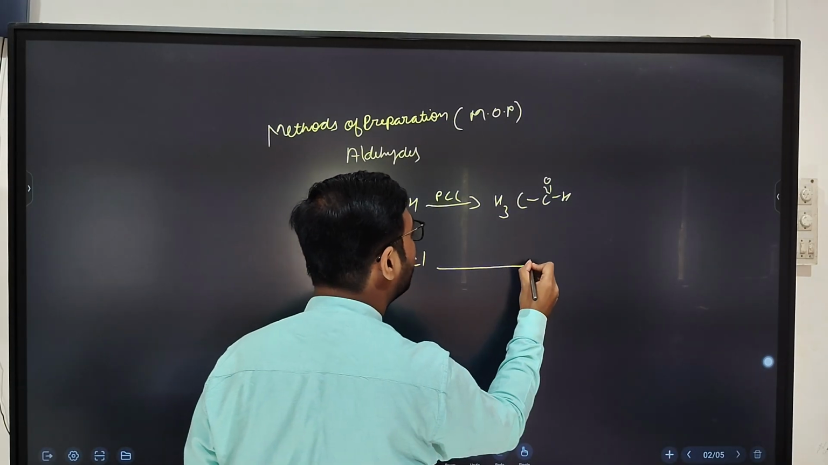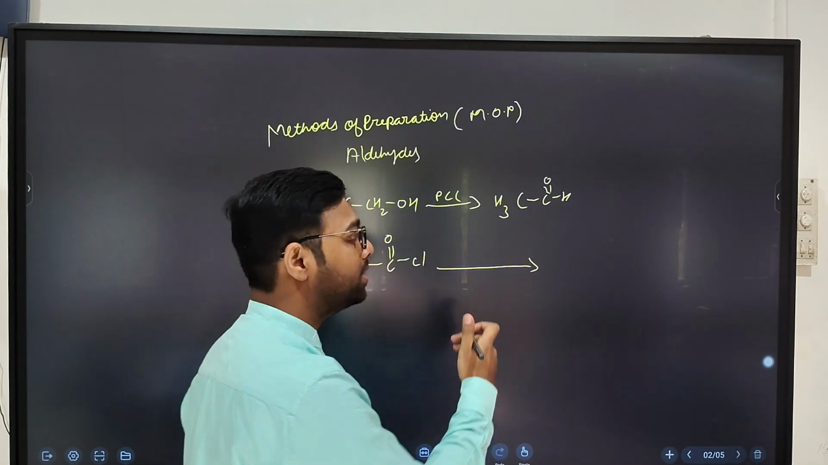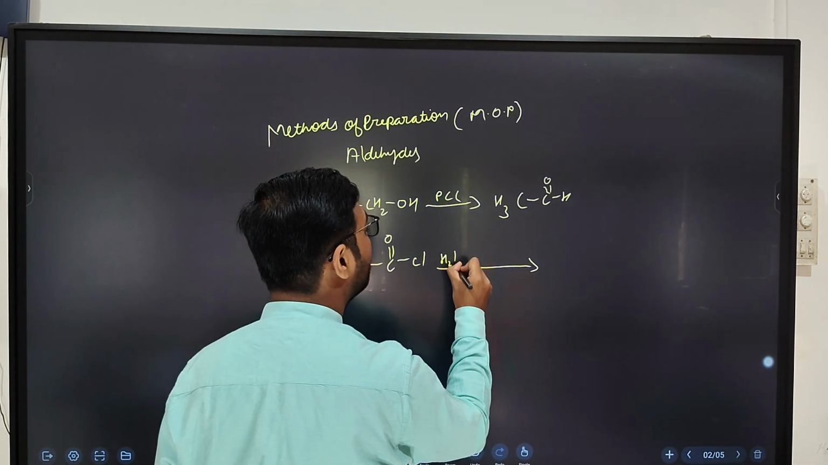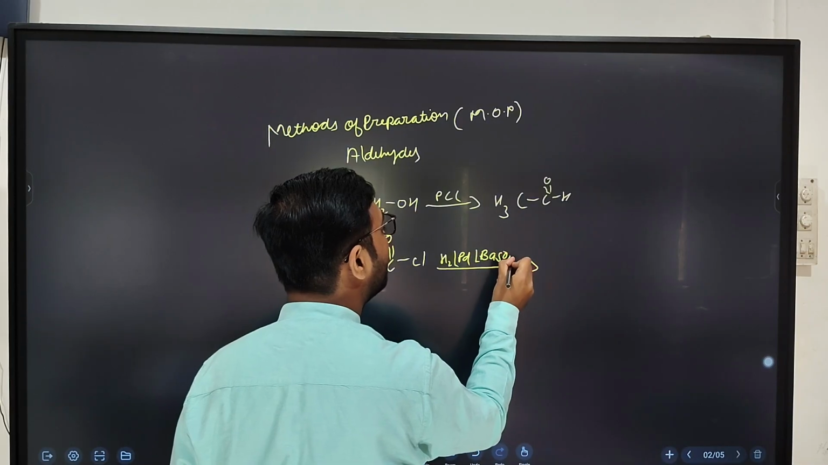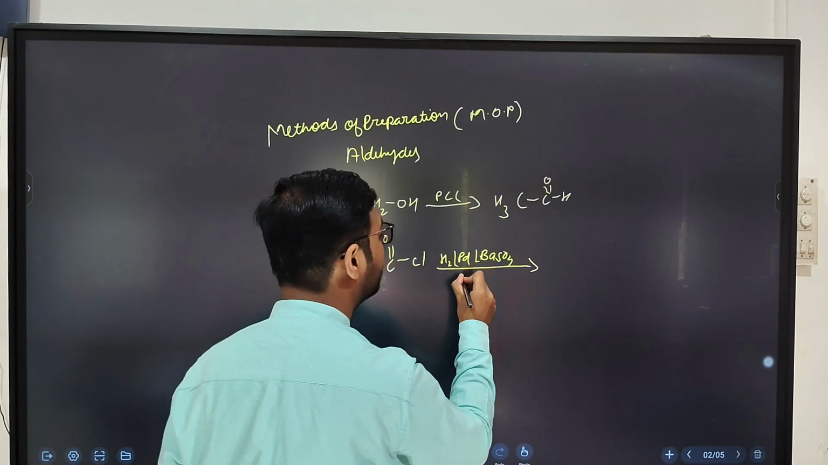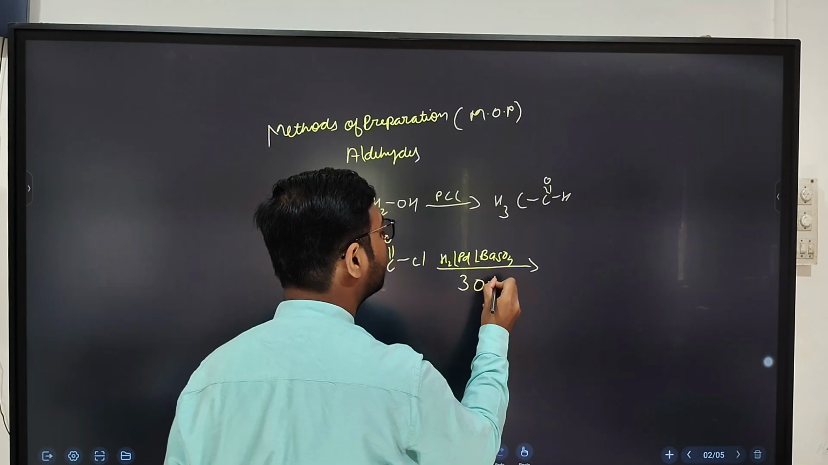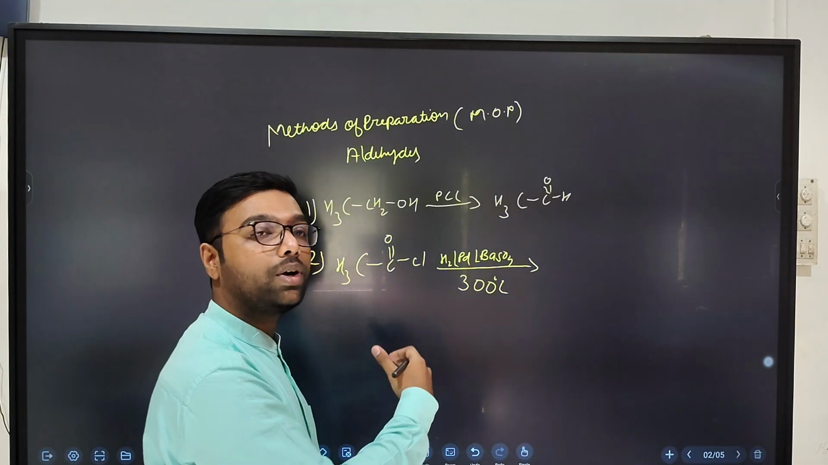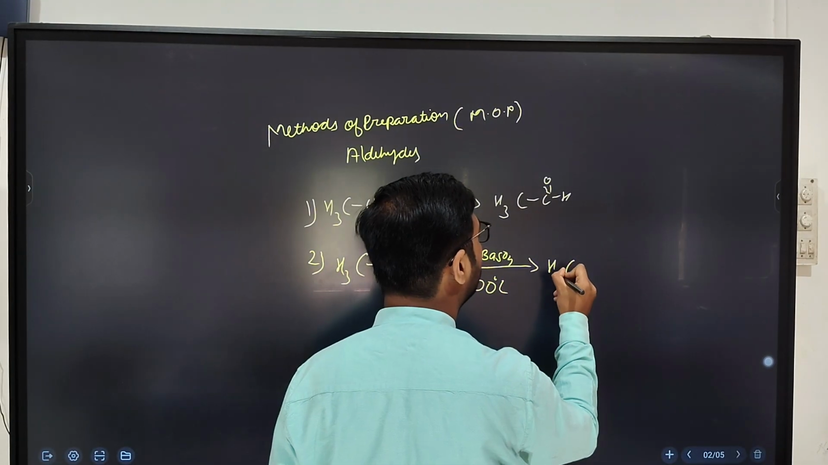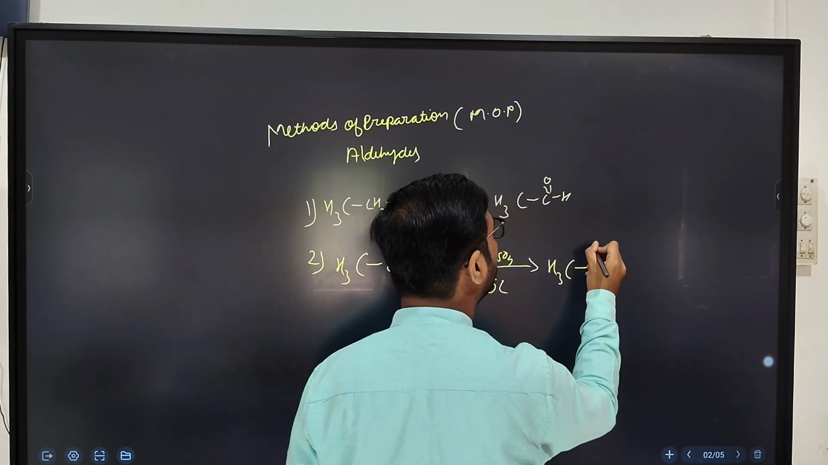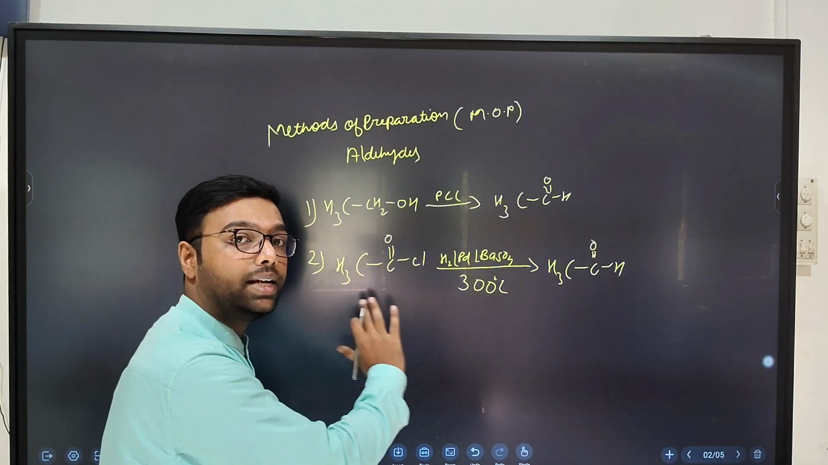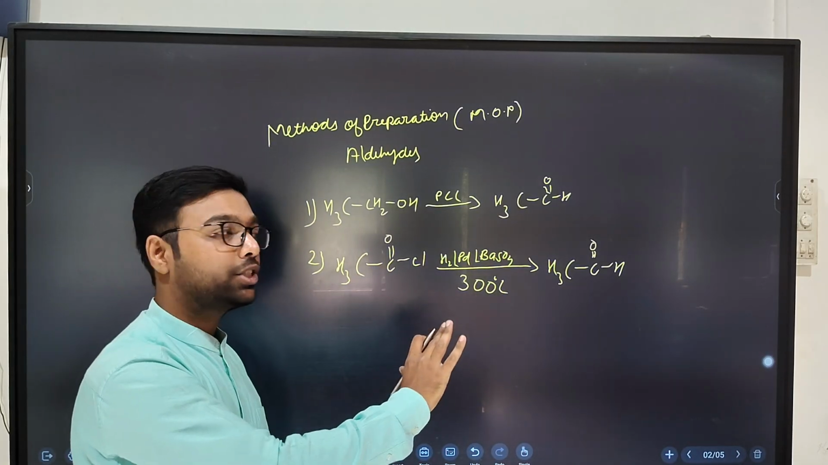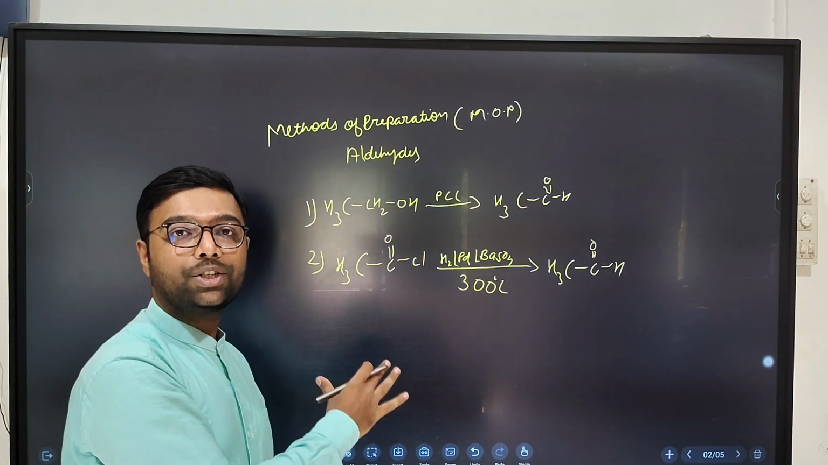Apart from that, we can also prepare aldehydes from acyl chlorides, like CH3C double bond O Cl. We will have to treat this molecule with Lindlar catalyst, that is H2, Pd-BaSO4, and we will have to heat this reaction at 300 degrees Celsius, and it will yield the corresponding aldehyde, CH3CHO. So this entire reaction is called Rosenmund reduction. So these are the two methods of preparation for aldehyde.